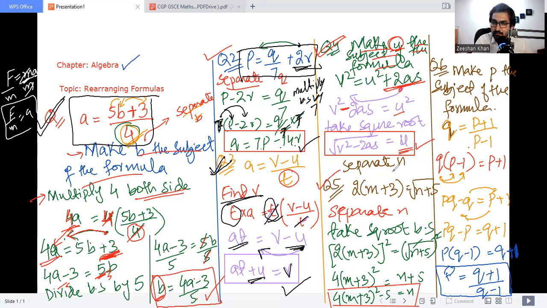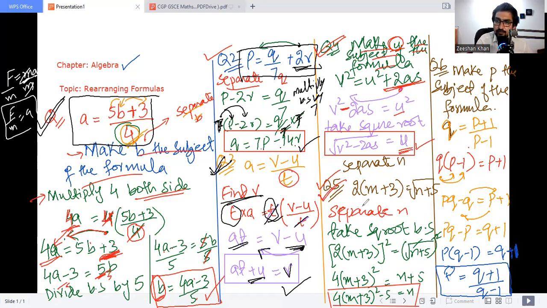Now question number 5. In this case, by the way, you can pause the video and try to solve this question without looking into the solution. You write down the question and solve it. Pause the video, and after that, see the answer, see the solution over here.